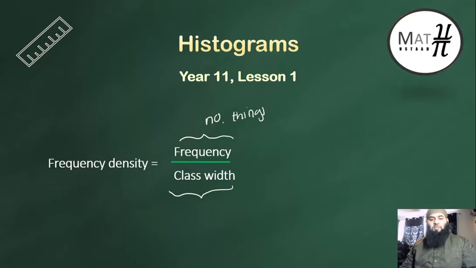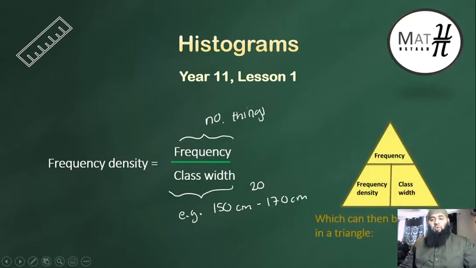Now, if we have something in a range between 150 centimeters and 170 centimeters. So this is just an example. I can say the class width is going to be 20 centimeters because that's the width of those two ranges. Okay. So to move forward, this is the equation we kind of have to memorize. So if you don't know, please copy this down.